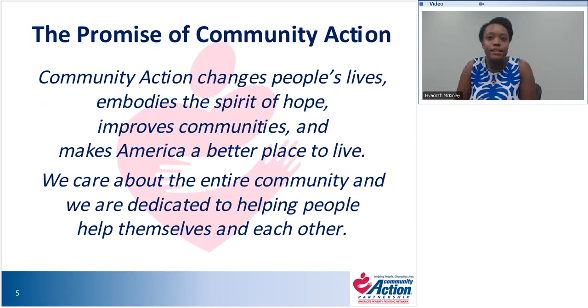And in that same mindset, we'd like to begin all of our events by reciting the promise of community action, which states that community action changes people's lives, embodies the spirit of hope, improves communities, and makes America a better place to live. We care about the entire community, and we are dedicated to helping people help themselves and each other.